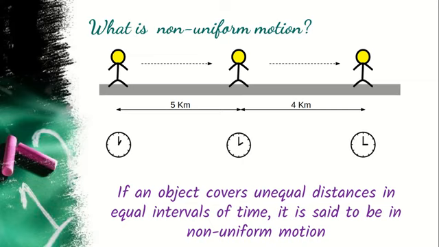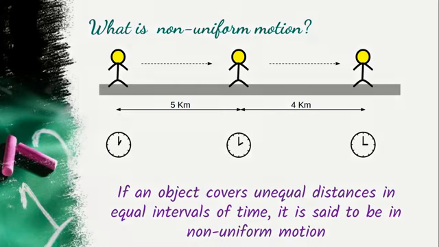Similarly, let us define what is non-uniform motion. Again, the same person covers 5 kilometers in the first hour and the next 4 kilometers in 1 hour. So here the person is not covering an equal distance in equal intervals of time, and so we say that it is a non-uniform motion.